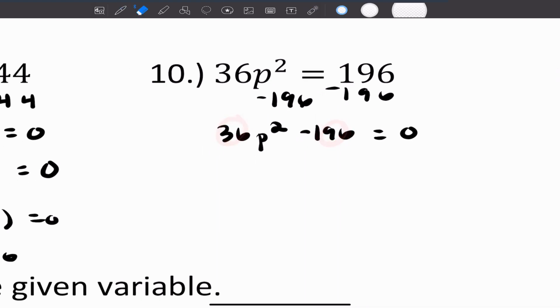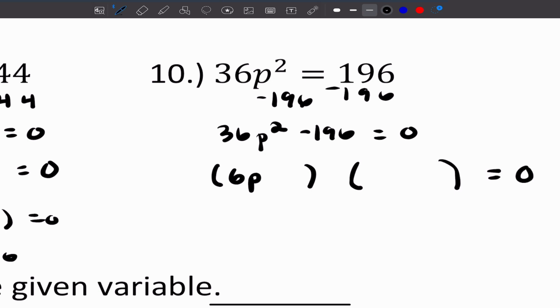These are difference of two squares. So I have 6p plus, what's the square root of 196? That's 14. 6p plus 14 times 6p minus 14.